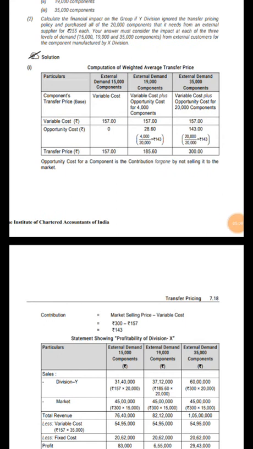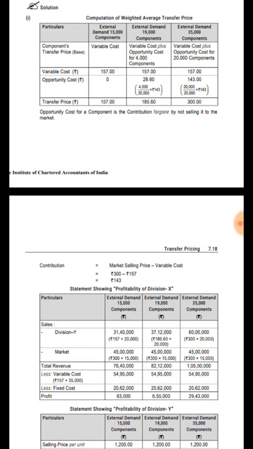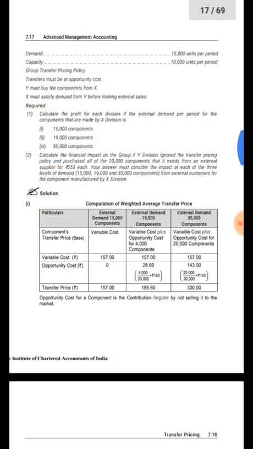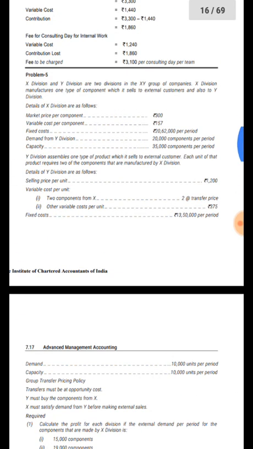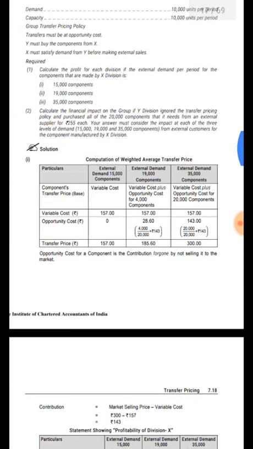So 4,000 divided by 20,000 into 143. How is this 143? That is the contribution. Market selling price minus variable cost: 300 minus 157 is equal to 143. You see, X division's 300 minus 157 is 143.